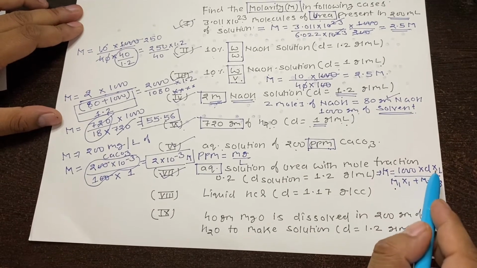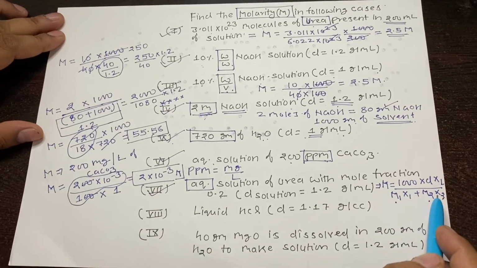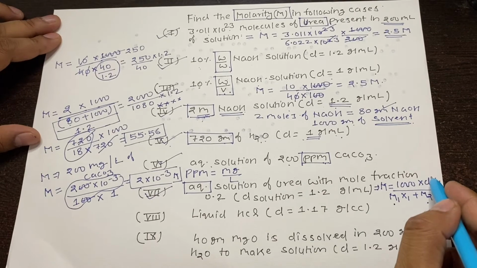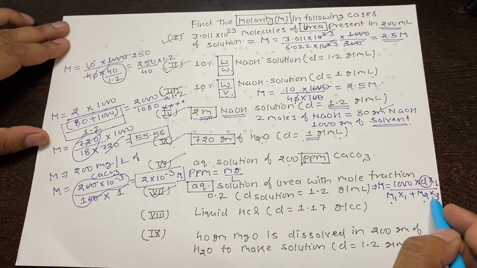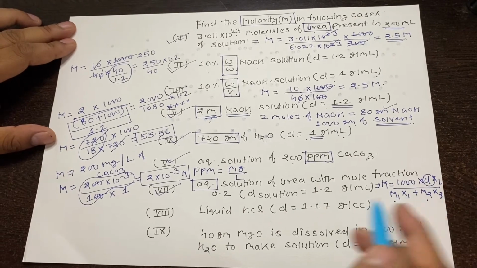Again, in this formula, if we divide the equation by D, I want to say that if this D is shifted into the denominator, then you will get the volume of solution.